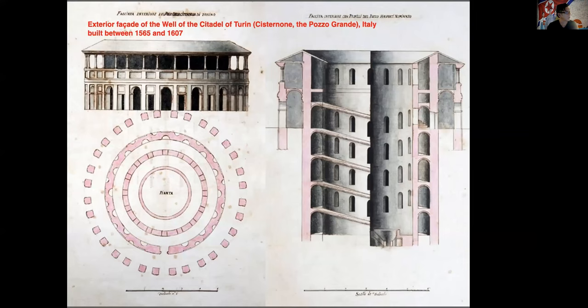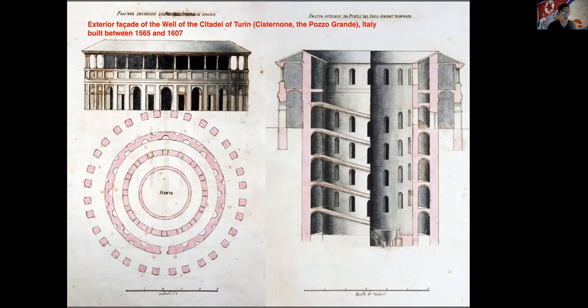So here's another drawing of another structure, but in principle, the system is very similar. In this case, there are many more rings, let's say four rings instead of the two rings or barrels that we saw in St. Patrick's Well.